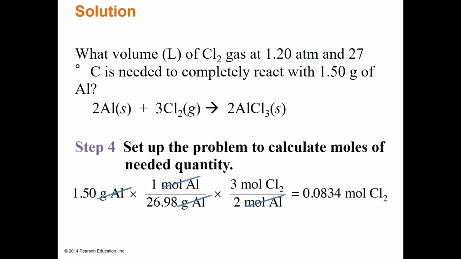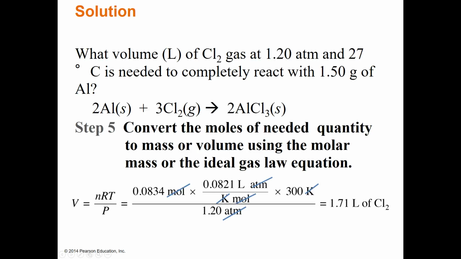Let's go back to the problem. Pressure is given as 1.20 atm. Volume we're trying to find. It said what volume of chlorine gas. And then n is the number of moles. We just found that to be 0.0833. R is the constant, 0.08206 liter atm per kelvin mole. And then temperature is given in Celsius, 27 degrees Celsius. And we would have to add 273 to it, which would give you 300 Kelvin.